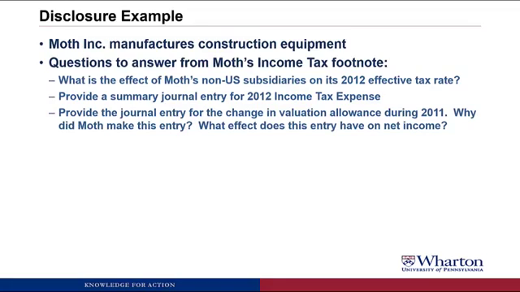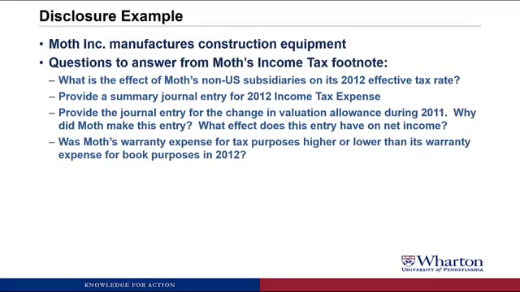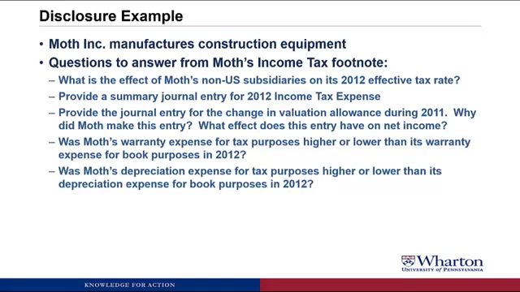Talk about why Moth made the entry and what that entry's effect on net income is. We're going to look at, was Moth's warranty expense for tax purposes higher or lower than its warranty expense for book purposes? And then we'll do the same thing for depreciation expense. Was it higher or lower for tax purposes than for book purposes during 2012?